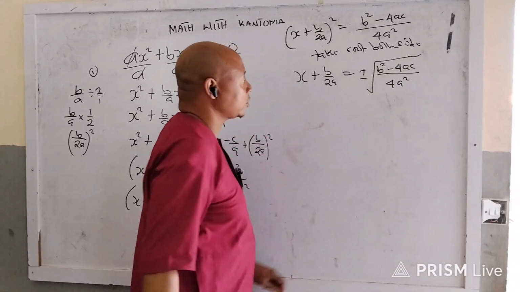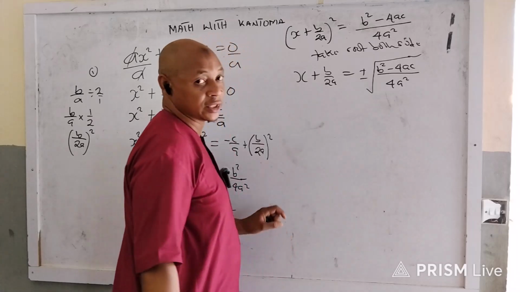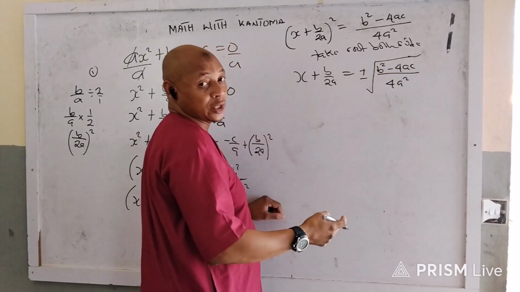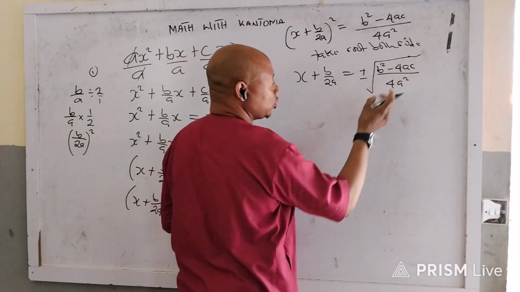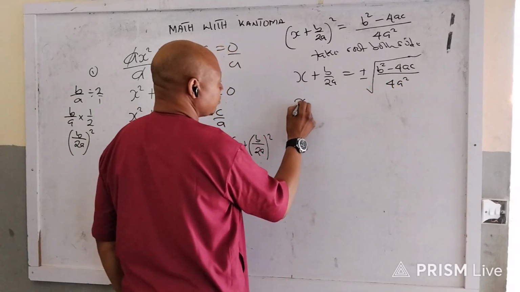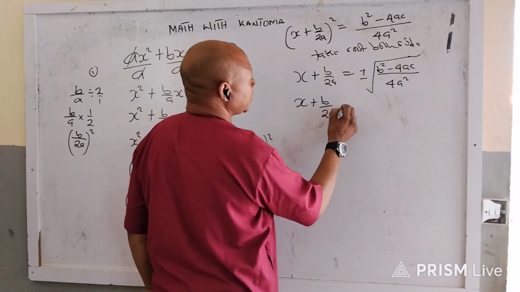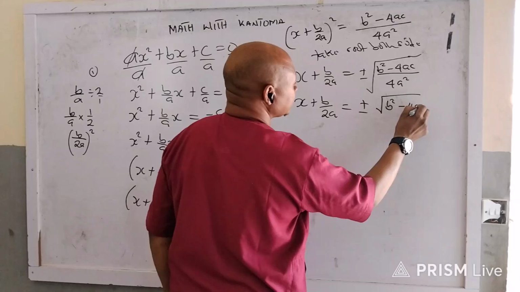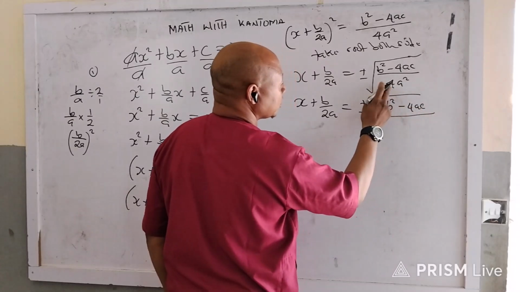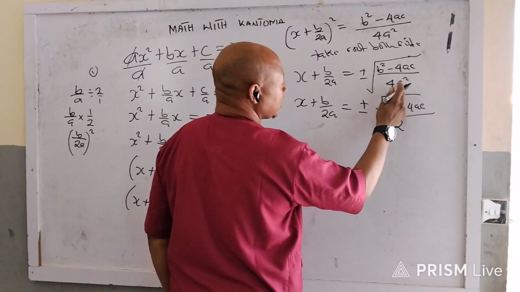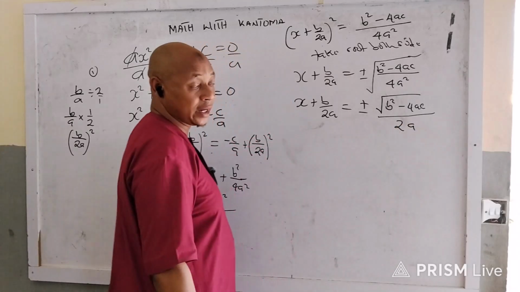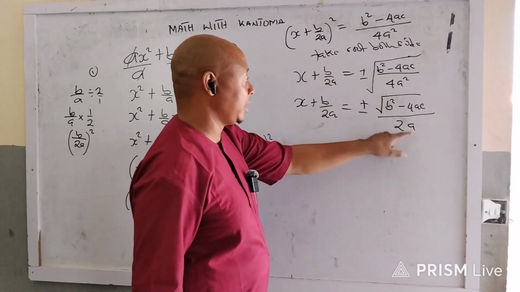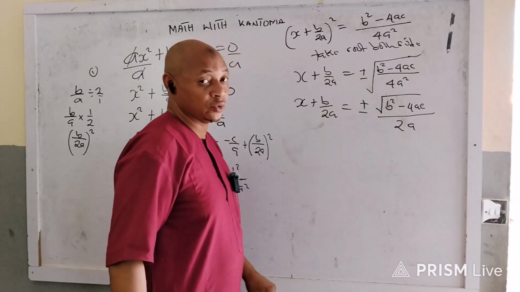So now if we take the square root of this function, it's going to give us this. But remember, this square root is affecting both the numerator and the denominator. So I can take the square root of the denominator because it is easy to find. So therefore x plus b over 2a is equal to plus or minus the square root of the numerator, b squared minus 4ac, divided by the square root of the denominator. Square root of 4 is 2. Square root of a squared is a. The power will eliminate the square root, leaving this function.